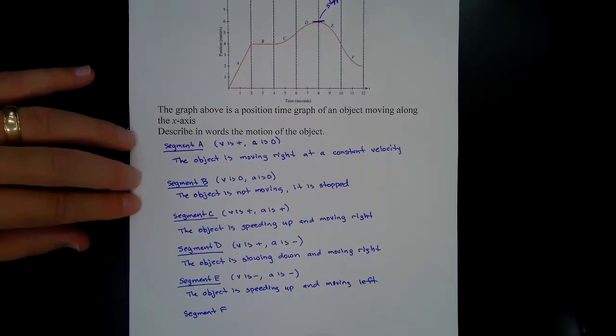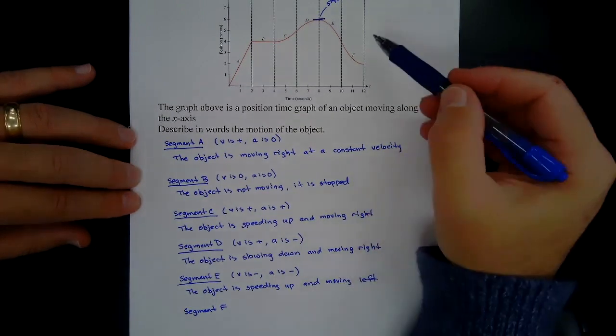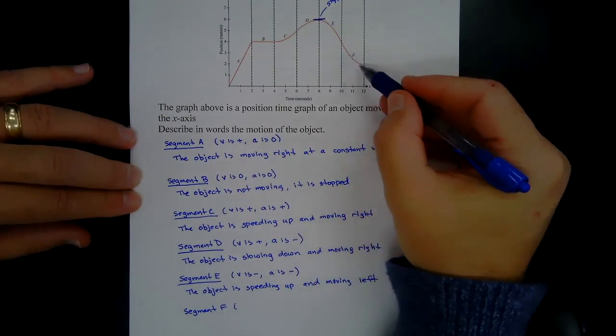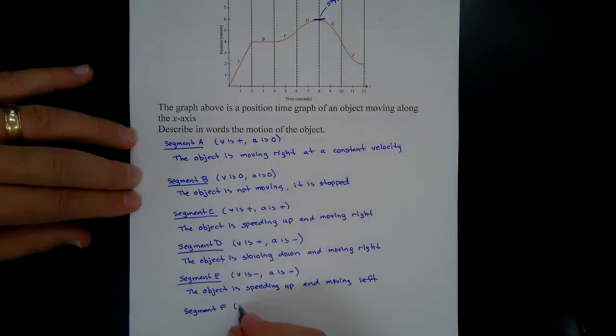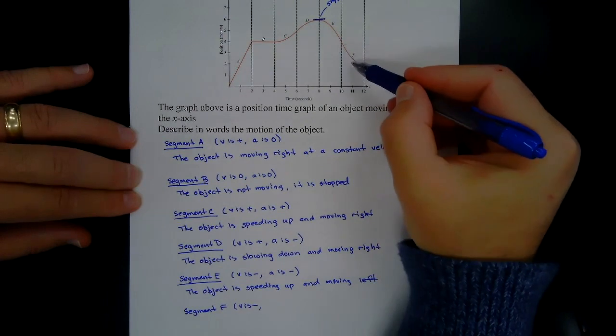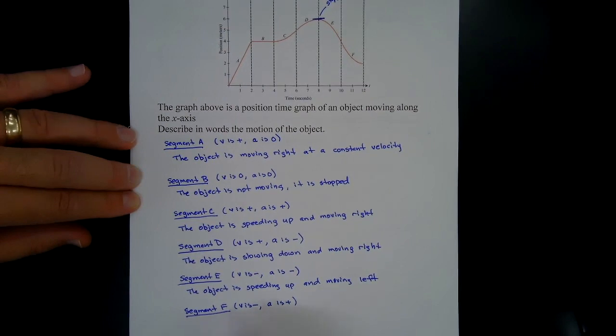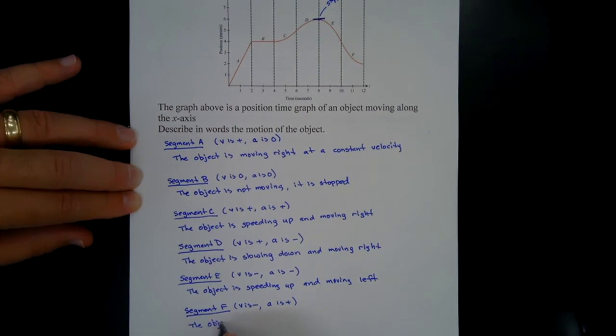Let me slide this up a little bit. So segment F, I can see that it's still decreasing, which means the slope is negative, which means the velocity is negative. And its curvature is curving up. So that tells me the acceleration is positive. Since these are opposite signs, that's telling me it's slowing down. So the object is now slowing down.